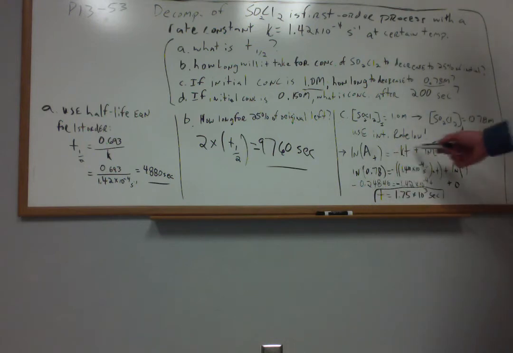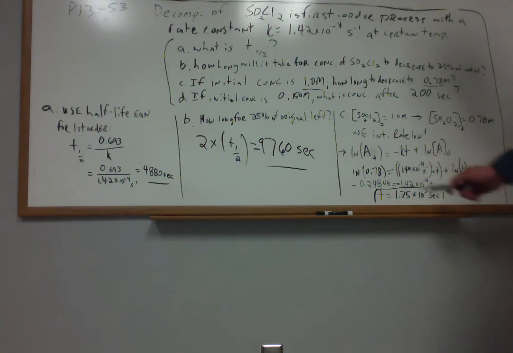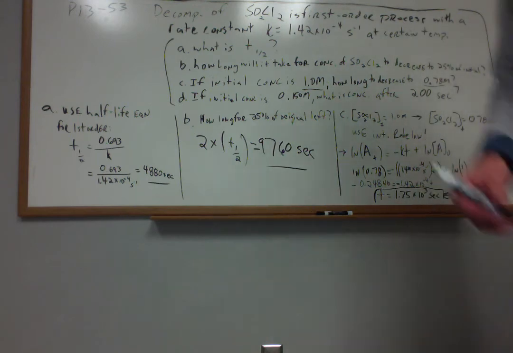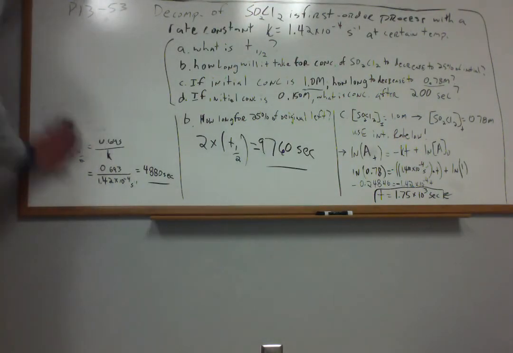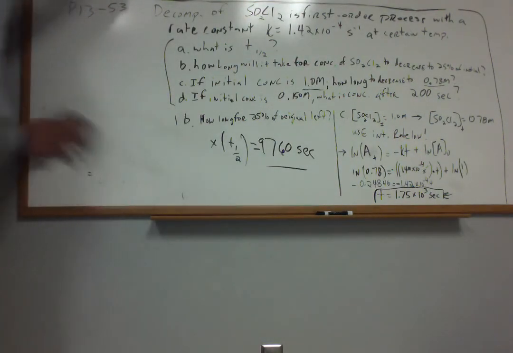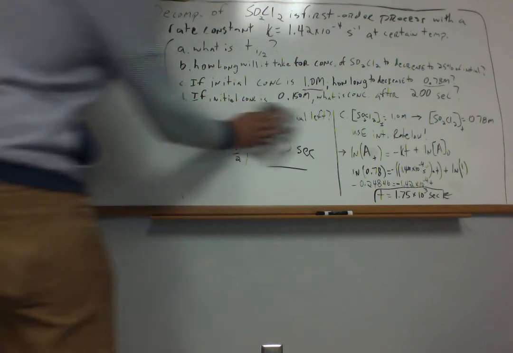If I multiply this out, I get negative 1.42 times 10 to the minus 4 t plus 0 is equal to this. I can quickly get rid of the 0. That doesn't do anything over here. Do the division to solve for t, which is my unknown variable, and I get t is equal to 1.75 times 10 to the 3rd seconds. So that solves A through C. Let me do some erasing here, and then we'll move on and talk about part D.